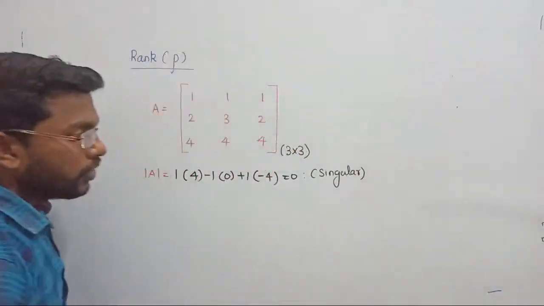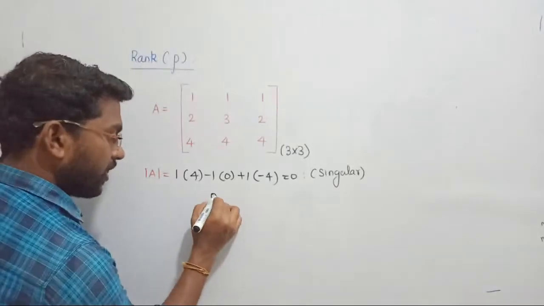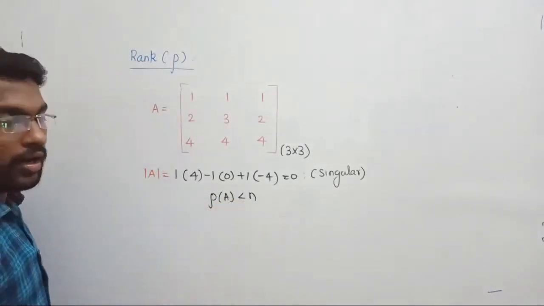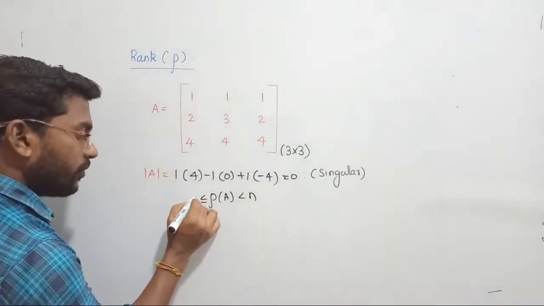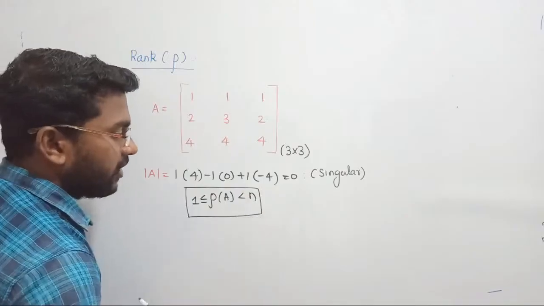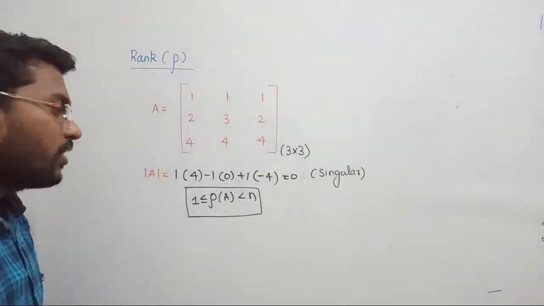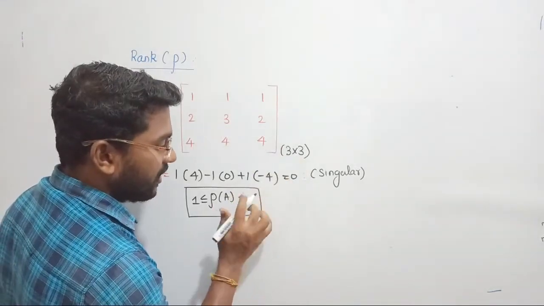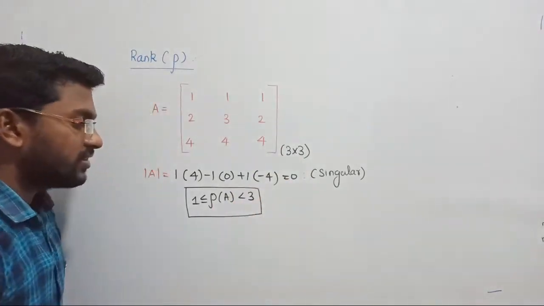As I told you, for a singular matrix the rank of the matrix has to be less than n, the order of the matrix, but at least it should be equal to 1. That is how we define the rank of the matrix for a singular matrix. So what is the order of this matrix? Since we are selecting a square matrix, its order is 3.